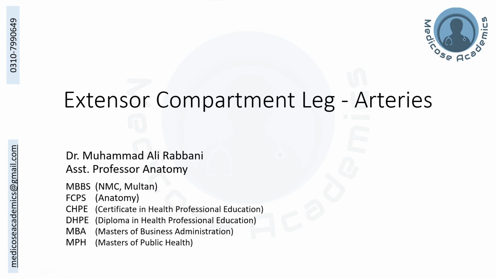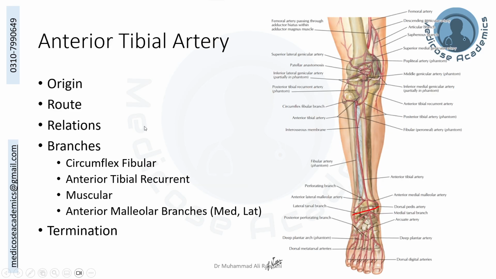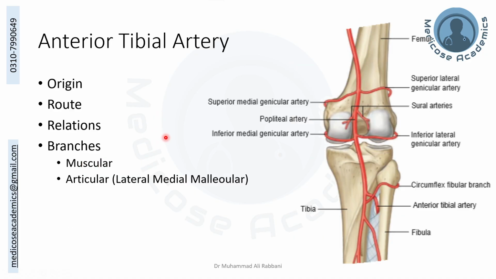Let us talk about the arteries of the extensor compartment of the leg. So that is basically one major artery, called the anterior tibial artery. For any topic we are discussing, you should be able to discuss on these headings: the origin, the termination, between them the route and relations, and the branches that are originating from them.